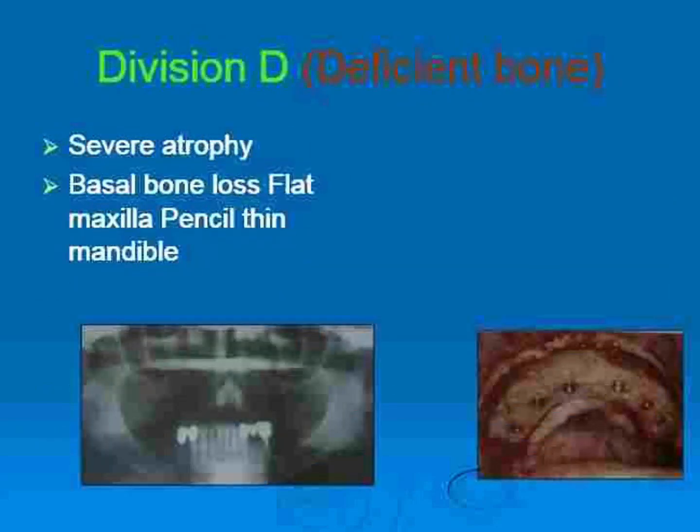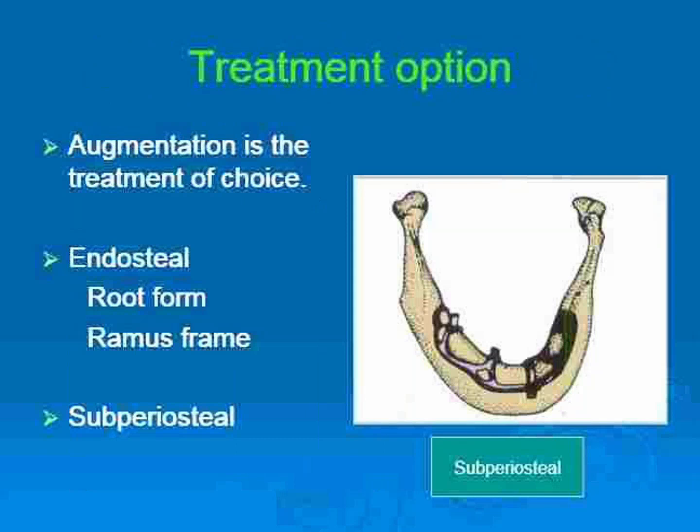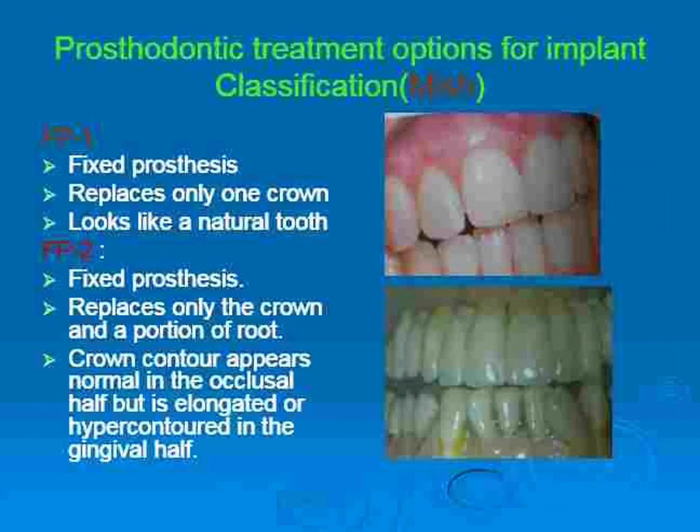Division D is deficient bone, wherein there is severe atrophy, basal bone loss, that is flat maxilla and pencil thin mandible. The treatment options include augmentation, which is the treatment of choice. You can go for root form or ramus frame implants or subperiosteal implants.